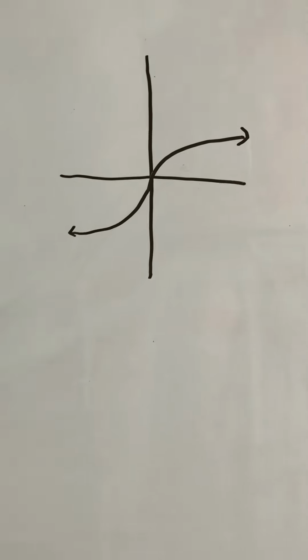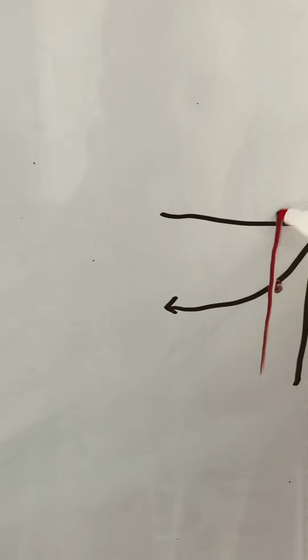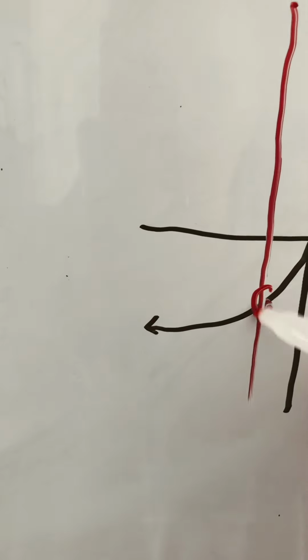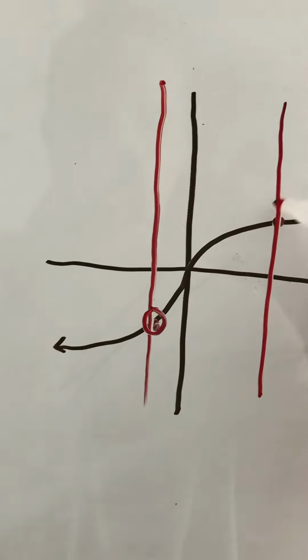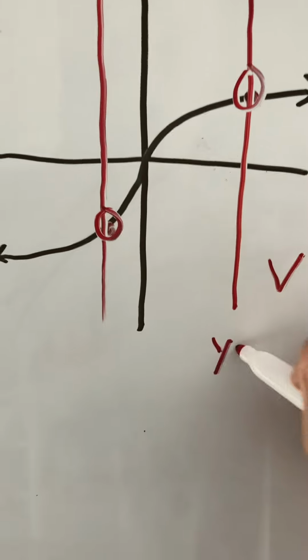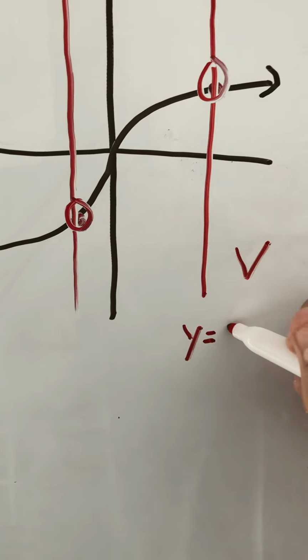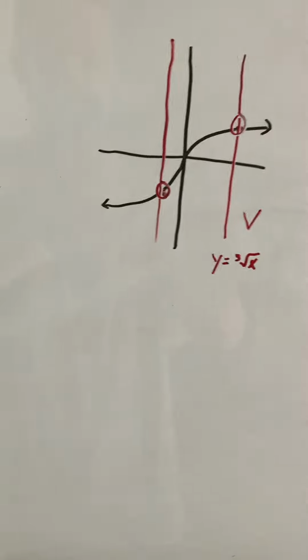What about this one? Well, if I plot a point right here and I draw a straight line upwards, a vertical line, notice how it only hits it 1 time here. And I can do the same thing right here. It hits it 1 time right here, so this is a function. And this is actually y is equal to the cube root of x, excuse me. And that's the function for that one.